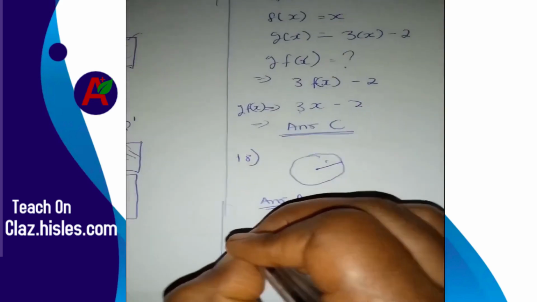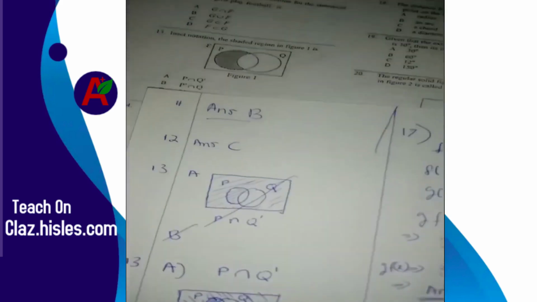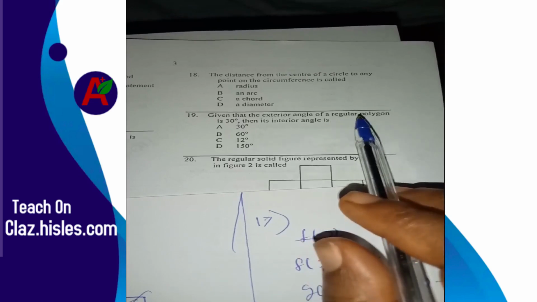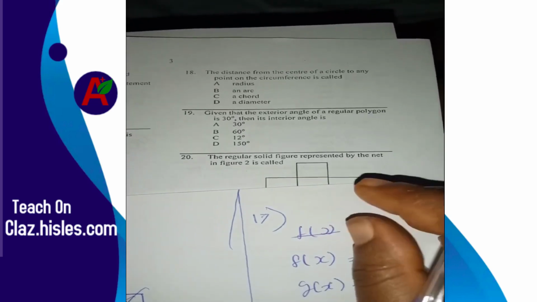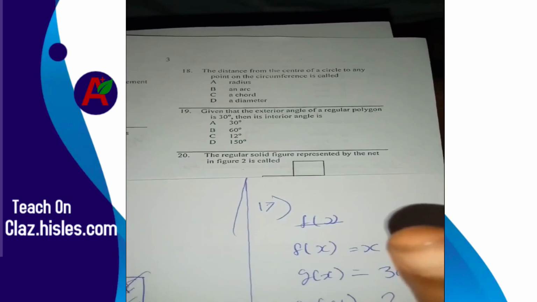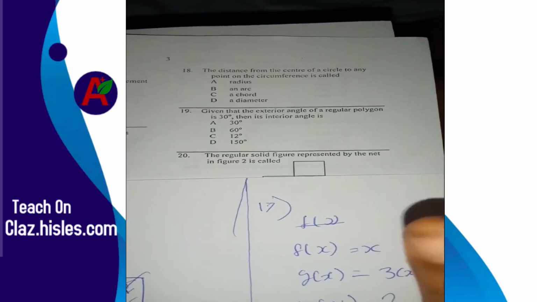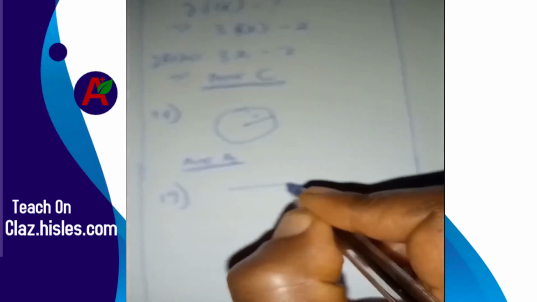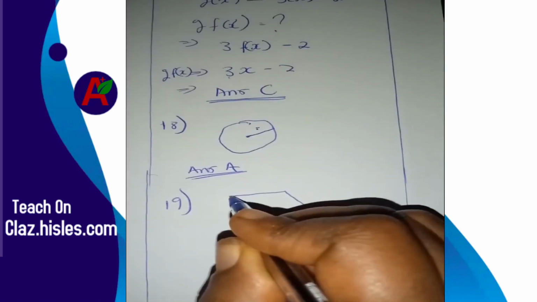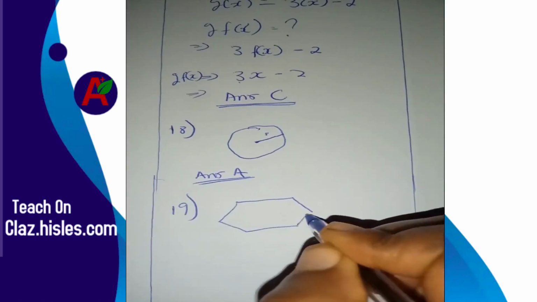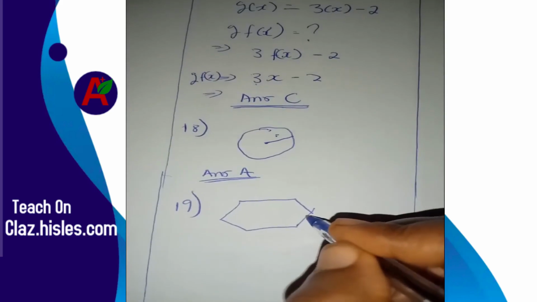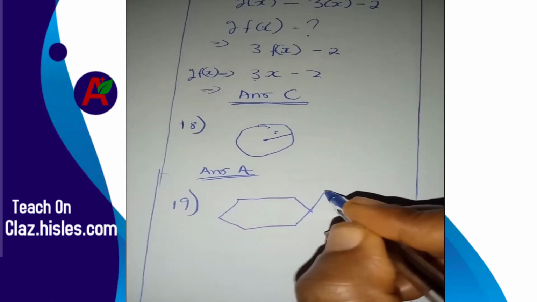For number 19, given that an exterior angle of a regular polygon is 30, then the interior angle is, well, don't forget, this is our polygon. A polygon has many sides, a shape with many sides. So I'll just draw 1, 2, 3, 4, 5, 6 sides. So this is what they're asking.